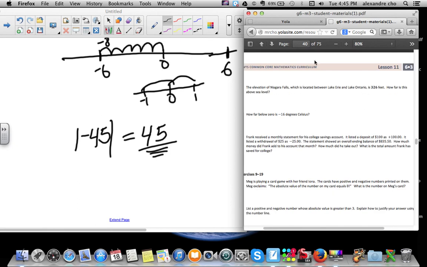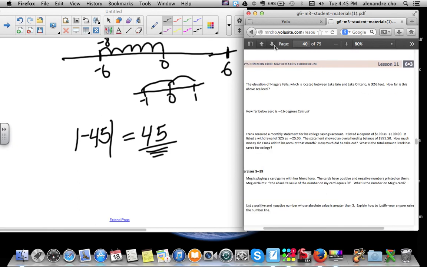Page 40. Let's see if we can. Here we go. The elevation of Niagara Falls, which is located between Lake Erie and Lake Ontario, is 326 feet. How far is this above sea level? Well, you take the absolute value.